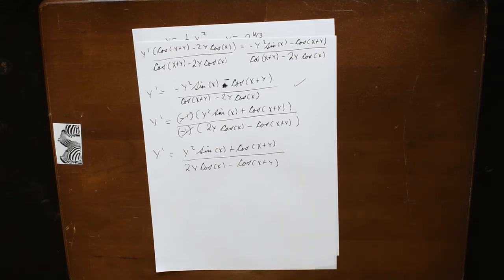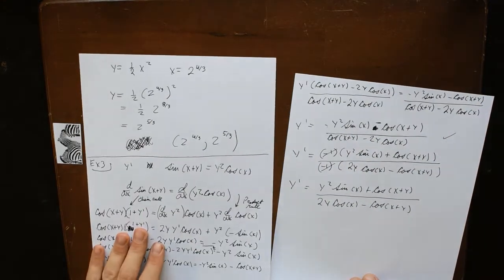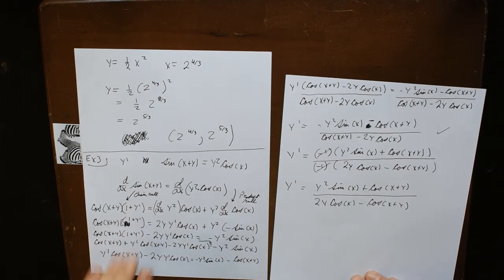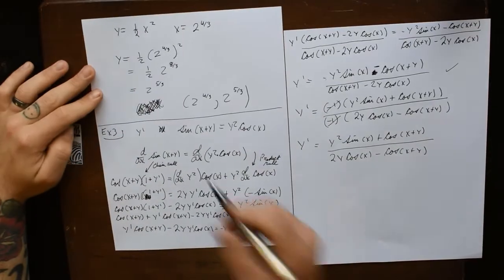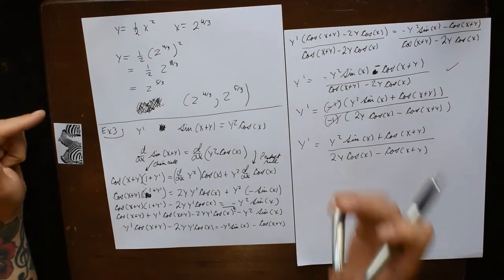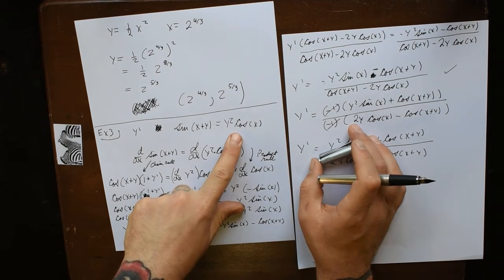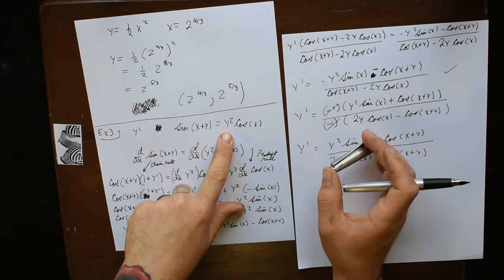Perfect. So we have now found y prime. And that's all we were doing for this problem. This started off as, I believe, example 3. So we started here. Okay. So taking the derivative, we've got a chain rule over here, and we've got a product rule with a chain rule over here.